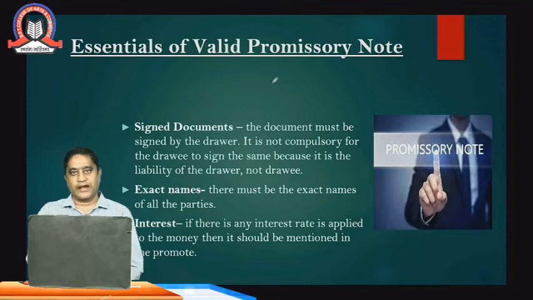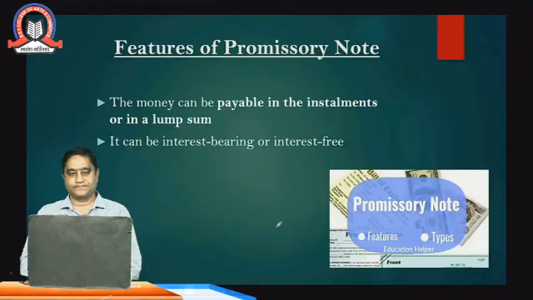Adding to the essential elements, it should be a signed document. The document must be signed by the drawer. It is not compulsory for the drawee to sign, because it is the liability of the drawer, not the drawee. Exact name: there should be exact names of all the parties in the promissory note. Interest, if there is any, and the rate which is applied, should be mentioned in the promissory note, or pro note.